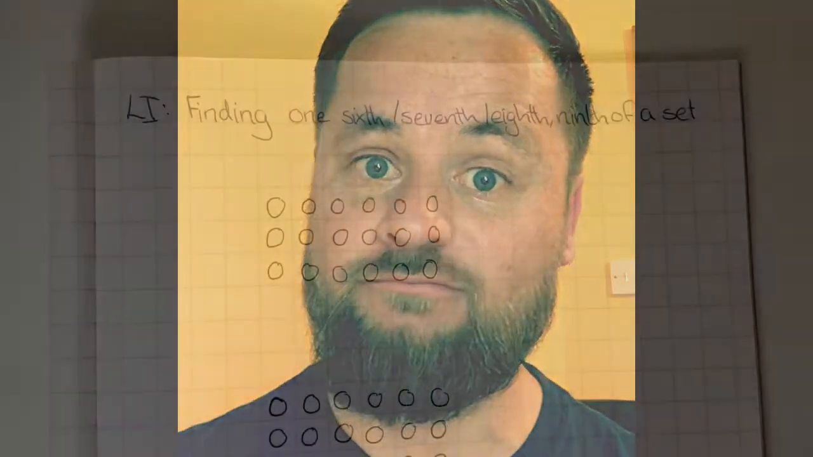Okay, triangles, we are up next. Now triangles, we're not quite finished our topic on fractions just yet, so we're going to continue with that. Today we're going to be looking at finding 1/6, 1/7, 1/8, 1/9 of a set and representing those things as fractions. Okay, let's jump straight in.